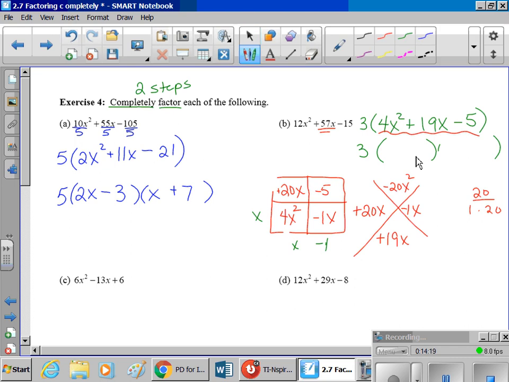This has to be a 4x. This has to be a 1x. This has to be a plus 5. This has to be a minus 1. So the answer is 4x minus 1 and x plus 5. Okay, that makes sense. See, even the best of us make mistakes once in a while. Not saying that I'm the best of all of us, but it happens.